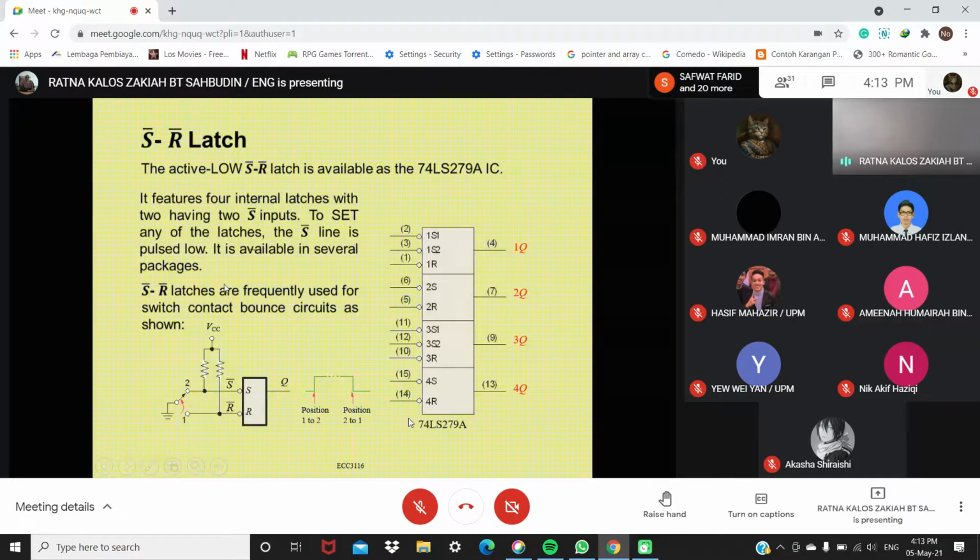S bar, R bar latches are frequently used for switch contact bounce circuit as shown below here. So normally it is used as a switch contact. This is from position 1 to 2, and then you can see from position 2 to 1. Position 1 and 2 refer to the switch here.